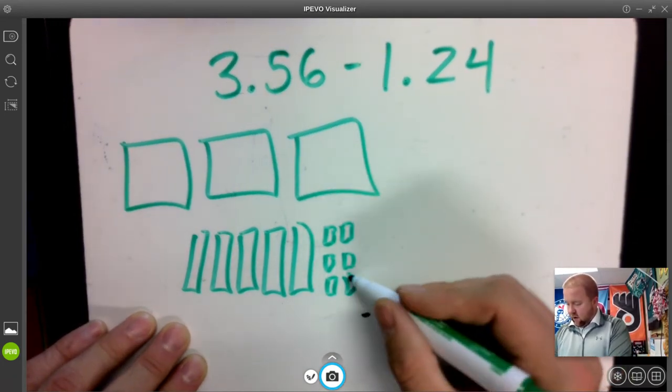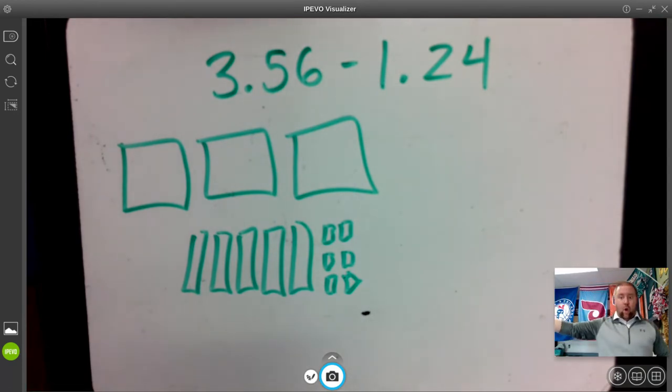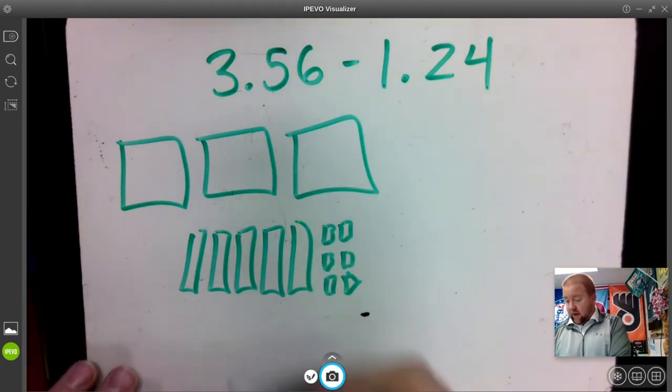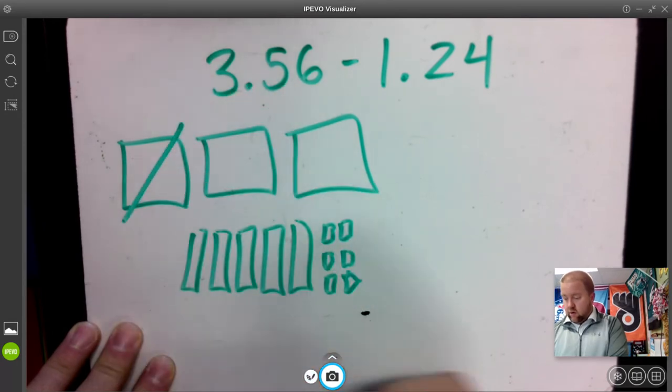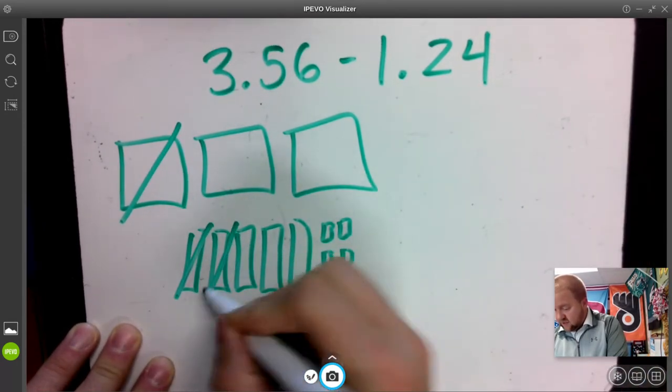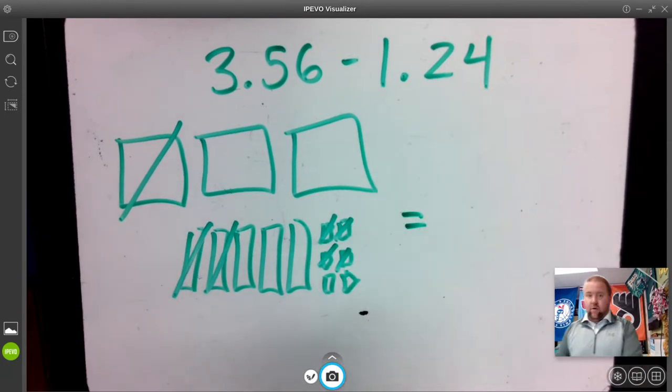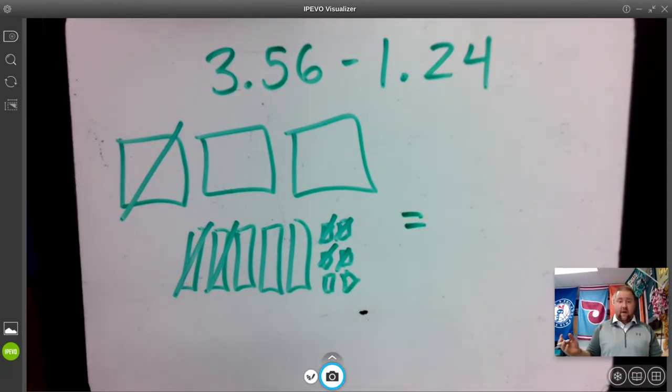But now, instead of drawing 1 and 24 hundredths, since I'm just subtracting, I'm actually going to take them away. I'm going to cross out what we're getting rid of. I'm getting rid of 1 whole, I'm getting rid of 2 tenths, and I'm getting rid of 4 hundredths. So what is left after I've subtracted?